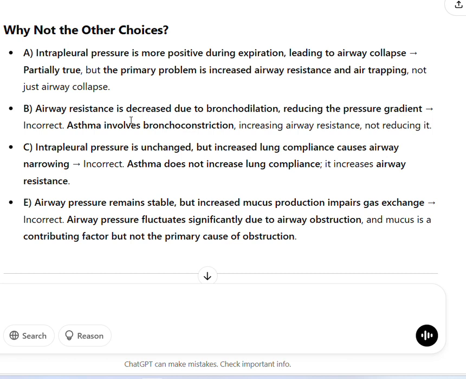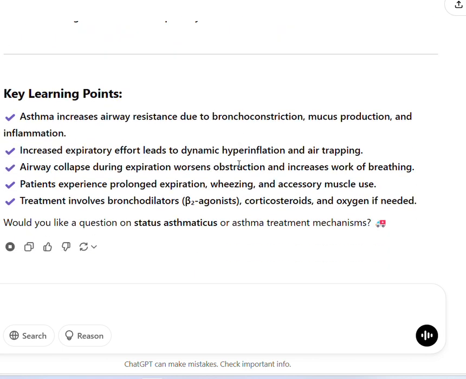C. Intrapleural pressure is unchanged, but increased lung compliance causes airway narrowing. Incorrect. Asthma does not increase lung compliance, it increases airway resistance. E. Airway pressure remains stable, but increased mucus production impairs gas exchange. Incorrect. Airway pressure fluctuates significantly due to airway obstruction, and mucus is a contributing factor, but not the primary cause of obstruction. Key learning points.